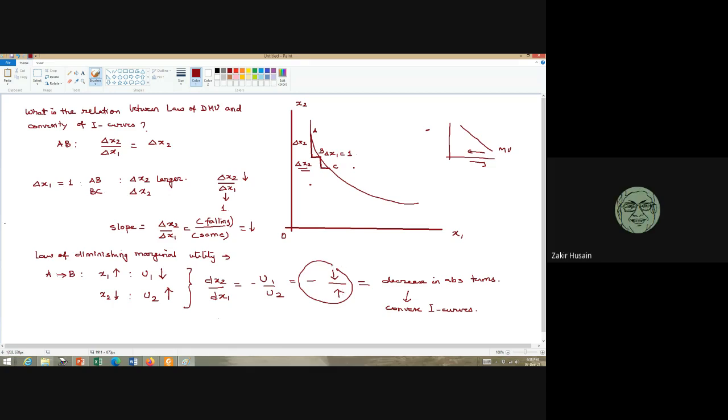If I just focus on this part, ignoring the minus sign, then the term is going down. u1 by u2 is going down. I did not ignore the minus sign, so I was confused.